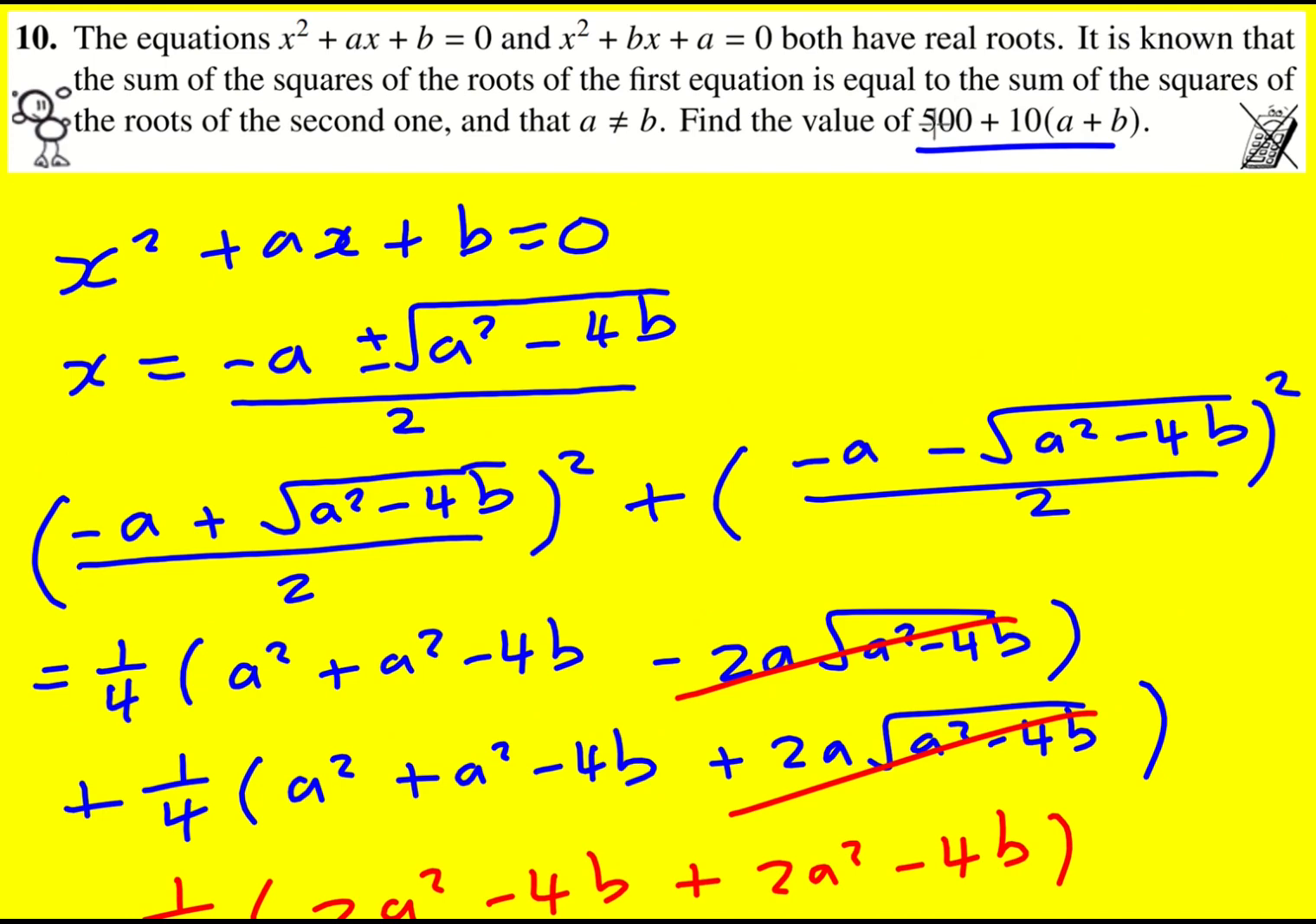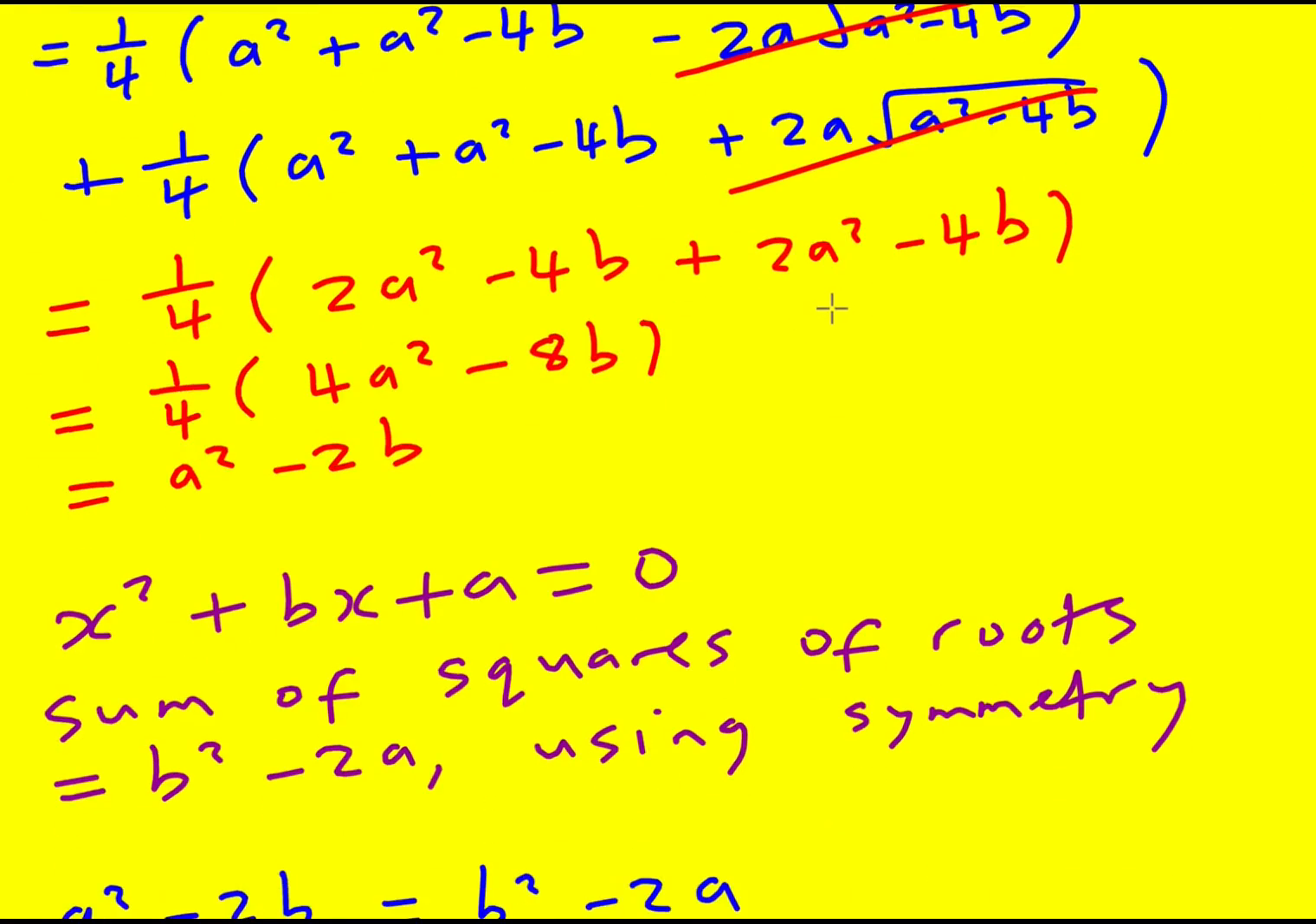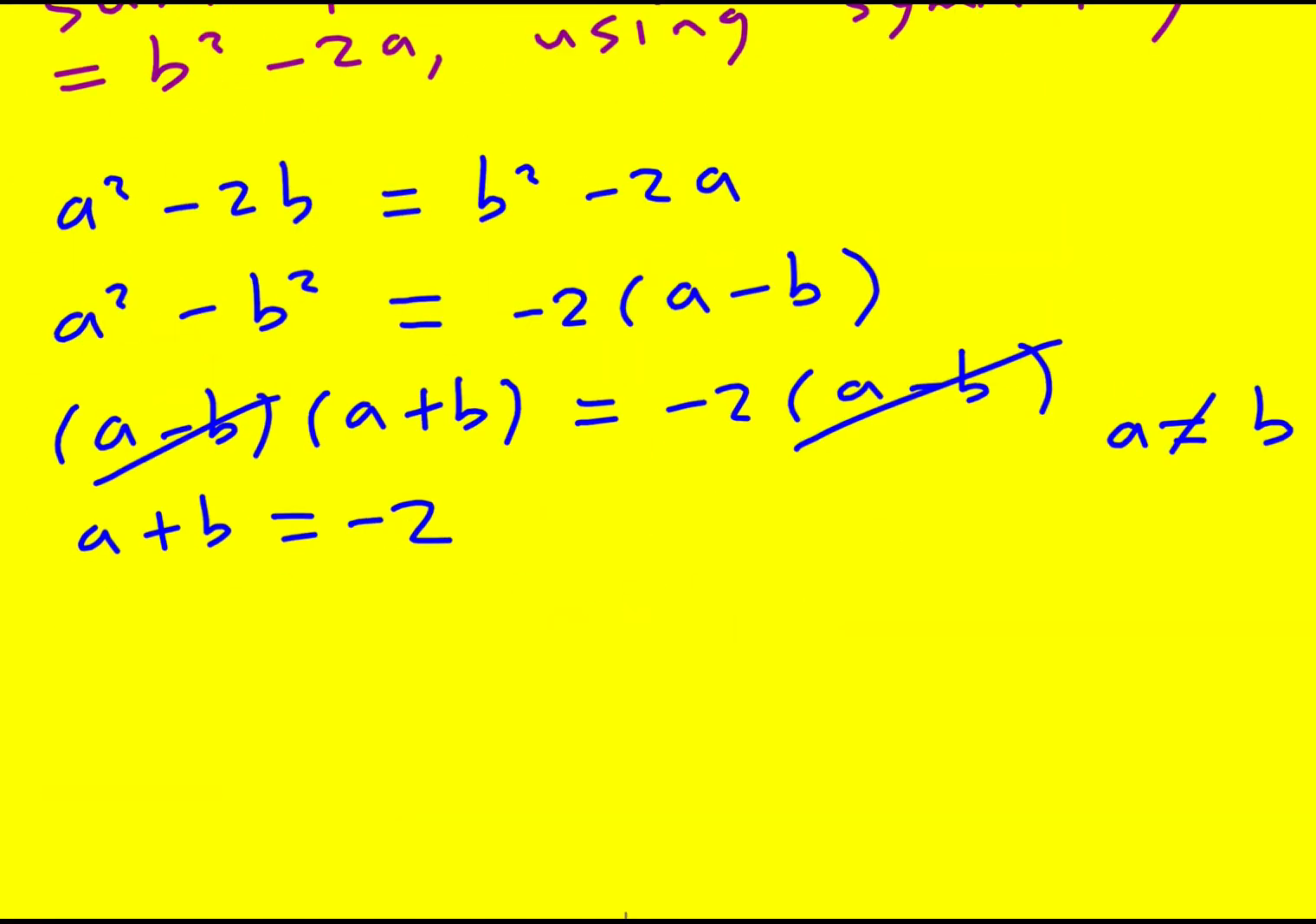And the final answer, we've got 500 plus 10 times (a plus b). So it's going to be 10 times minus 2, minus 20. Our answer is 480.